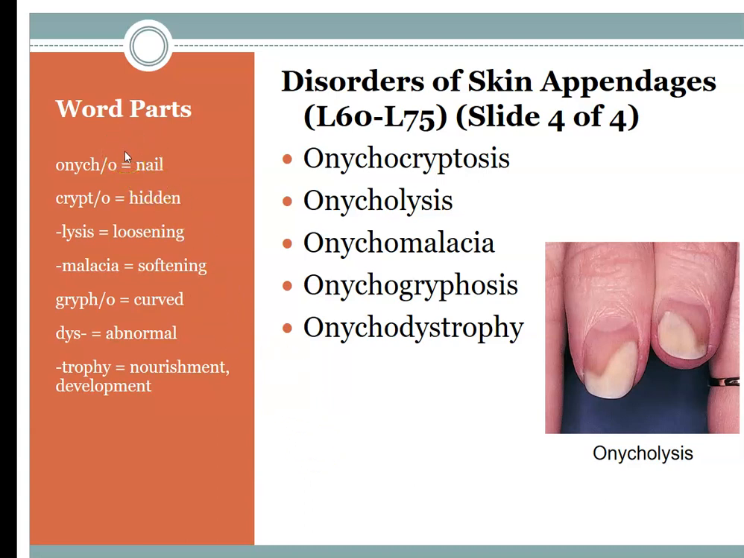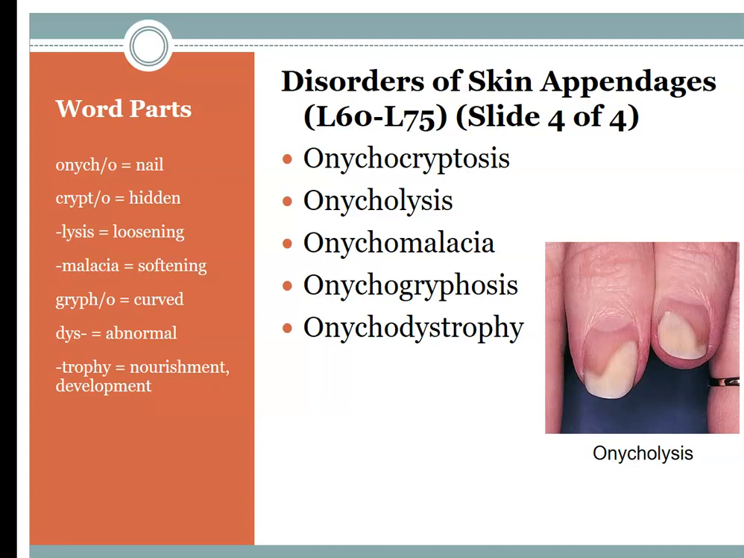Onychocryptosis is an abnormal condition of an ingrown nail. Onycholysis is a loosening or separation of the nail plate from the nail bed. Onychomalacia is the softening of the nail. Onychogryphosis is an abnormally curved or thickened finger or toenail. Onychodystrophy is an abnormally developed fingernail or toenail.